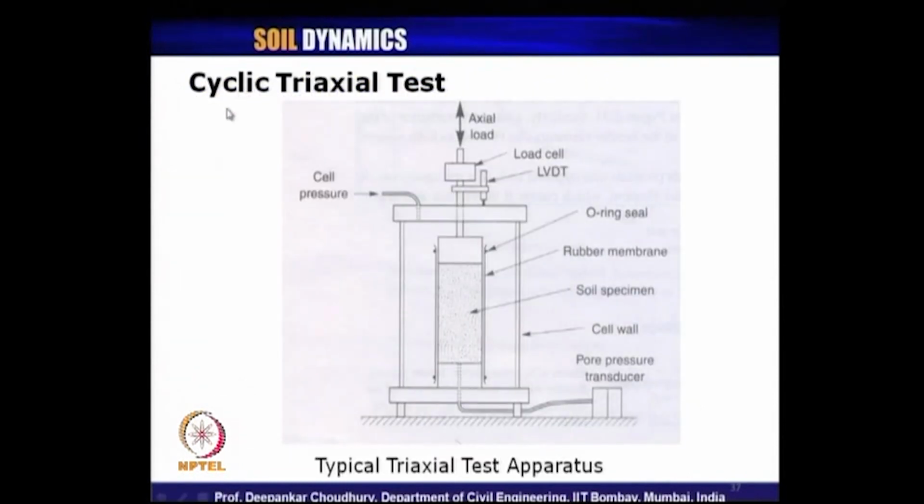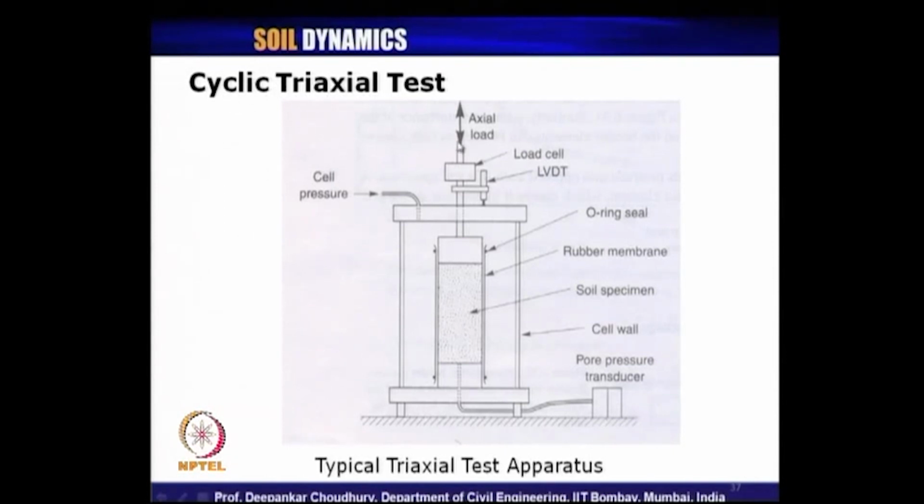Coming to large strain dynamic test for soil, cyclic triaxial test. So, this is a typical triaxial test apparatus which all of you know. We apply cell pressure, this is O-ring, rubber membrane, here we have the soil specimen, cell wall, this is the load cell and then LVDT. What is the major difference between the standard static triaxial test and cyclic triaxial test?